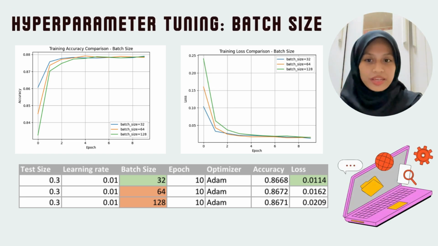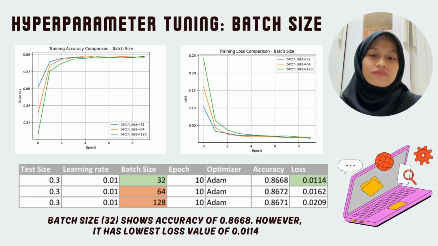In this experiment, we tuned the batch size to observe its effect on training performance. We tested three values, which is 32, 64, and 128, while keeping the other hyperparameters constant, such as learning rate at 0.01, optimizer as Adam, and epoch at 10.